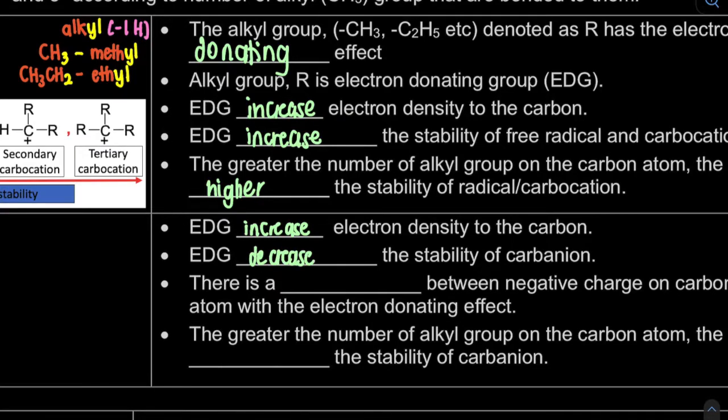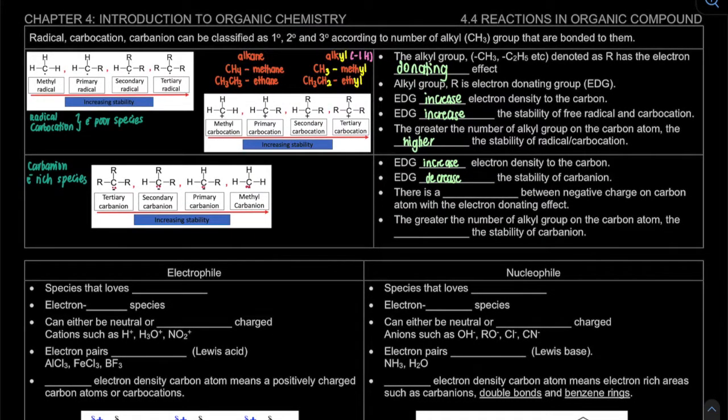Okay, because actually, kamu bayangkanlah, kamu dah kaya, lepas tu tiba-tiba ada orang, dia tak nak donate duit lah, donate beras lah, donate garam lah. Kamu macam, tak apalah. Lagi suka makan McD, macam tu lah. Okay, so here, what happens is that there is actually a repulsion between the negative charge on the carbon atom with the electron donating effect. So sebab dia tak suka, dah kaya, jangan bagi. So what will happen is that the greater the number of alkyl group on the carbon atom, the lower the stability of carbanion.